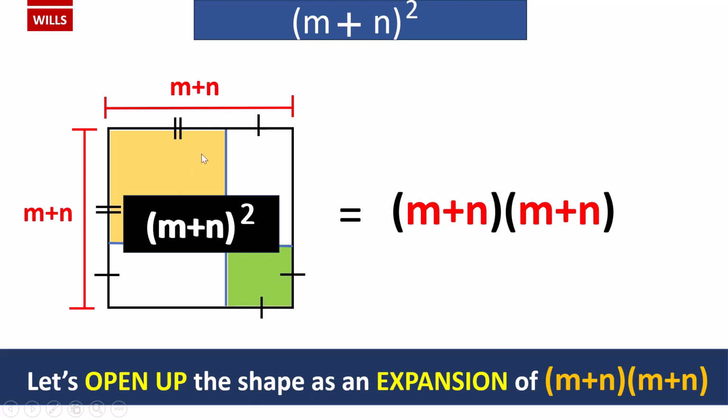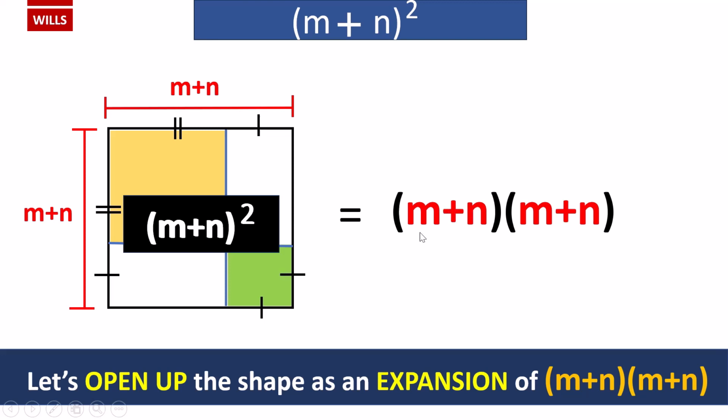If the shape has an area m plus n all squared, it means that the shape can represent m plus n all squared, and m plus n all squared can also represent the shape, because m plus n squared is the area of the shape. And we have seen that it is equal to m plus n times m plus n.